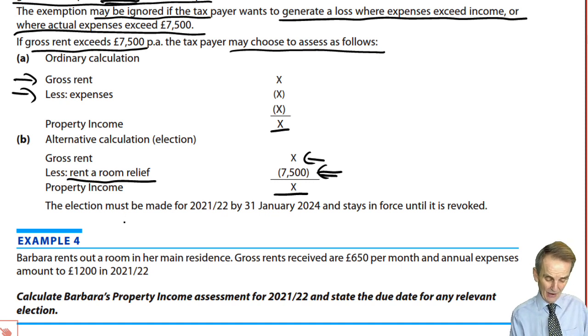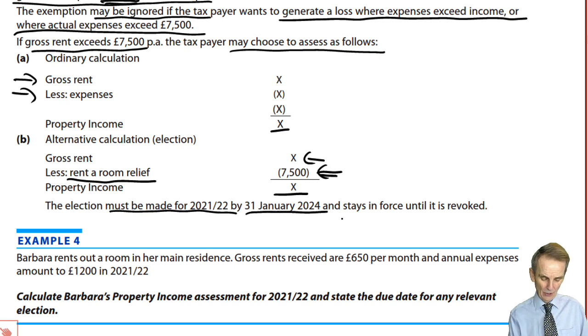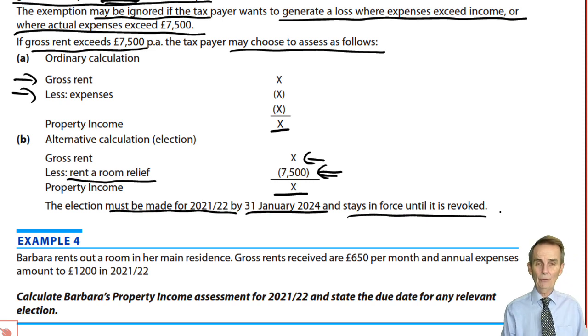The election here for the rent-a-room relief must be made, for our tax year 21-22 there, by the 31st of January 24. And once you do elect it, it stays in force until for a tax year you choose to revoke it. So good news, you let out room or rooms in your own main residence. The first £7,500 of your income will be exempted. If you don't want to use that rent-a-room relief, then you don't have to use it.